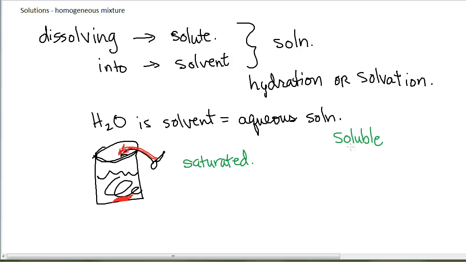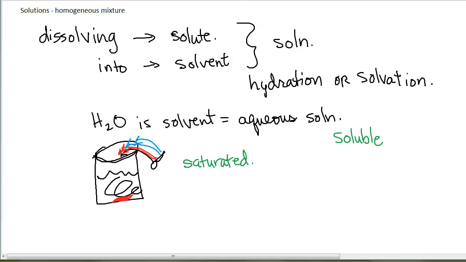So sodium chloride is soluble in water, but at some point, if I add so much, it starts falling to the bottom. We say that the solution is saturated. If I keep adding more and more and more, it is still saturated. Above the point where it starts falling, the solution is saturated.